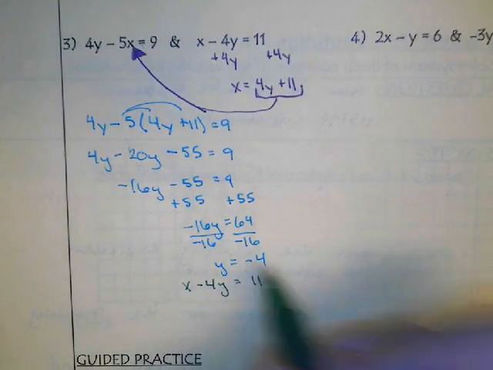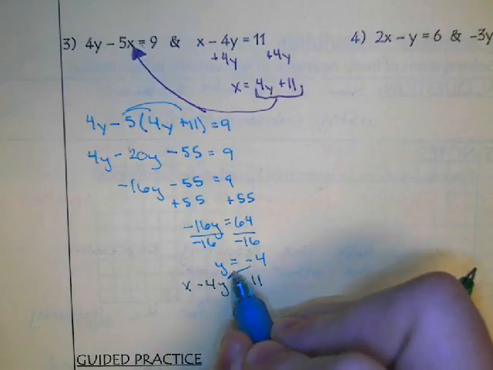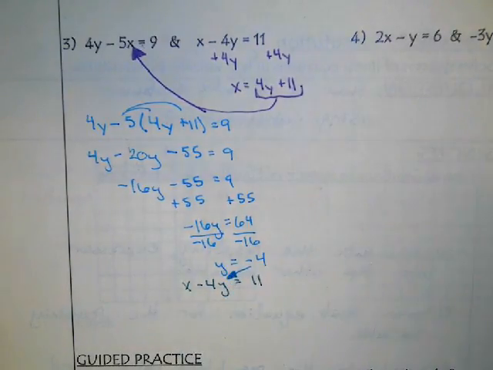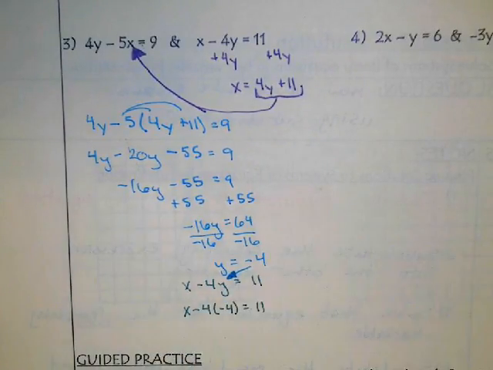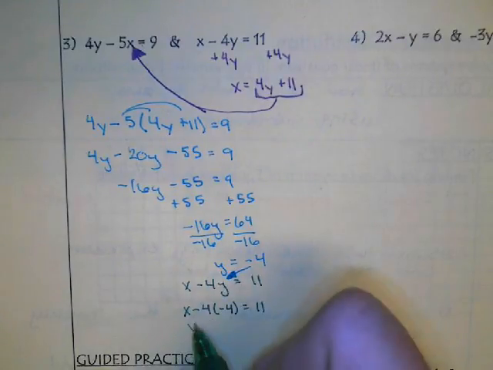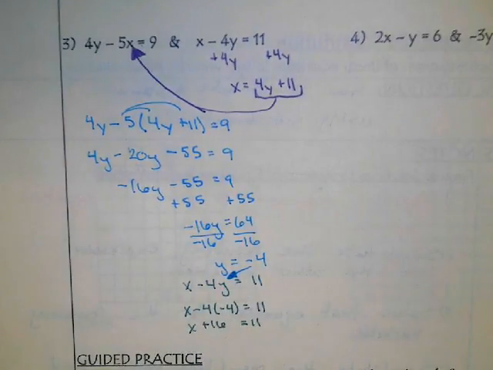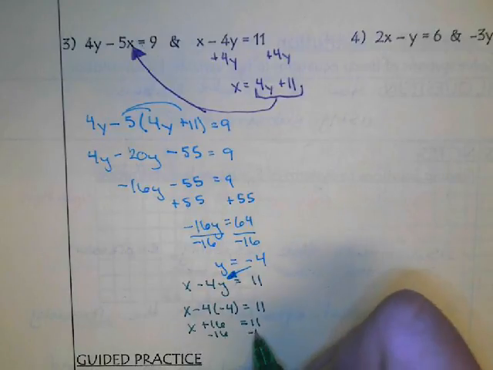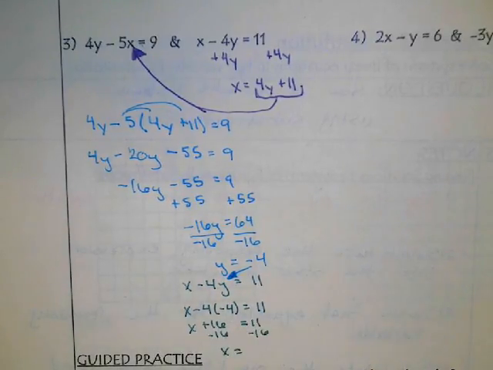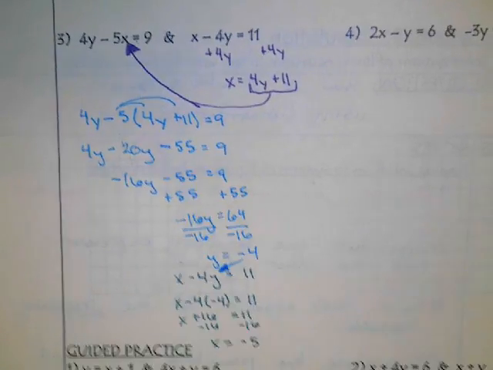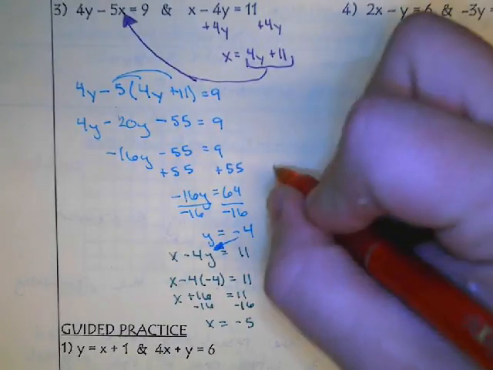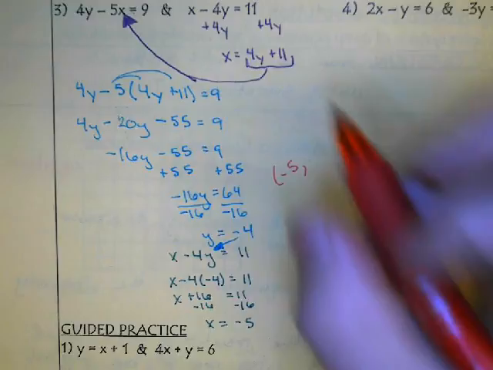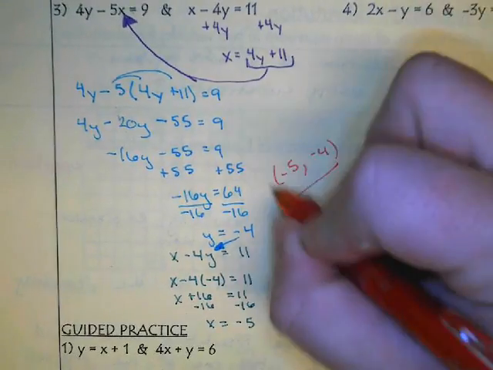Now I'm plugging in that negative 4 in for my y, like so. So I'll have x minus 4 times negative 4 equals 11. x plus 16 equals 11. Subtract 16 from both sides, and we get x equals negative 5. And then again, we want to write this as a point, a coordinate, an x comma y. So we'll write our x negative 5 comma y negative 4, and we're done with the problem.